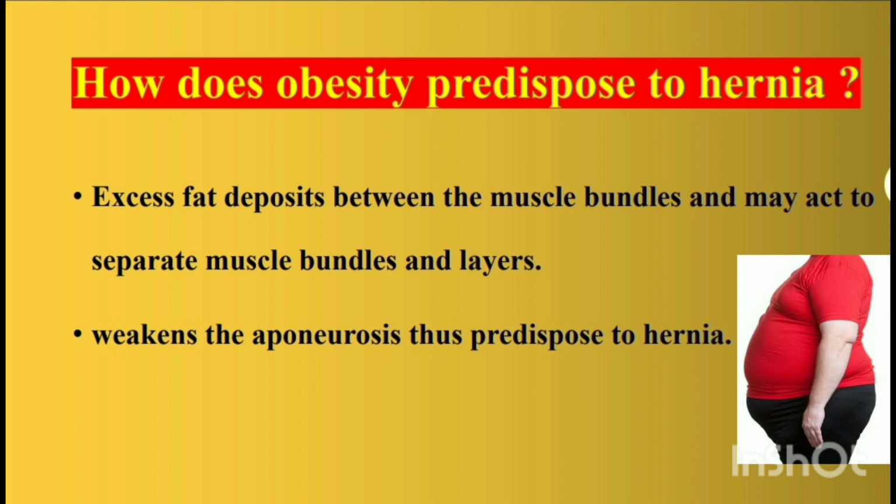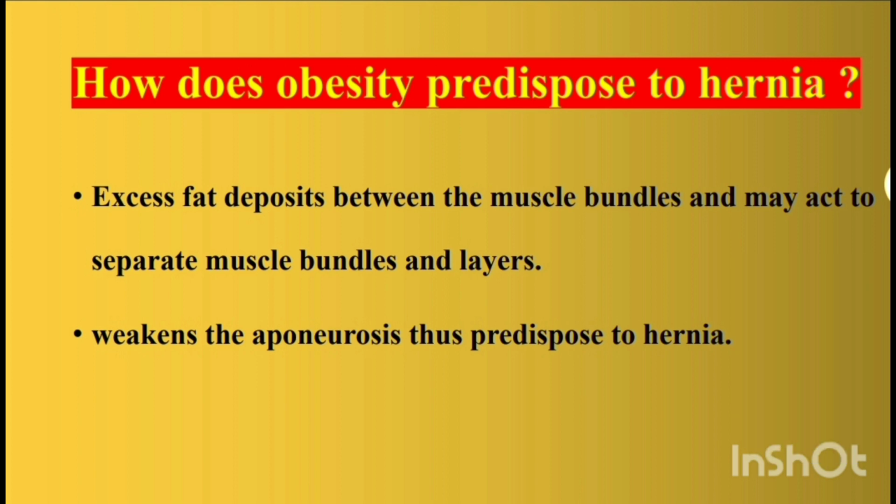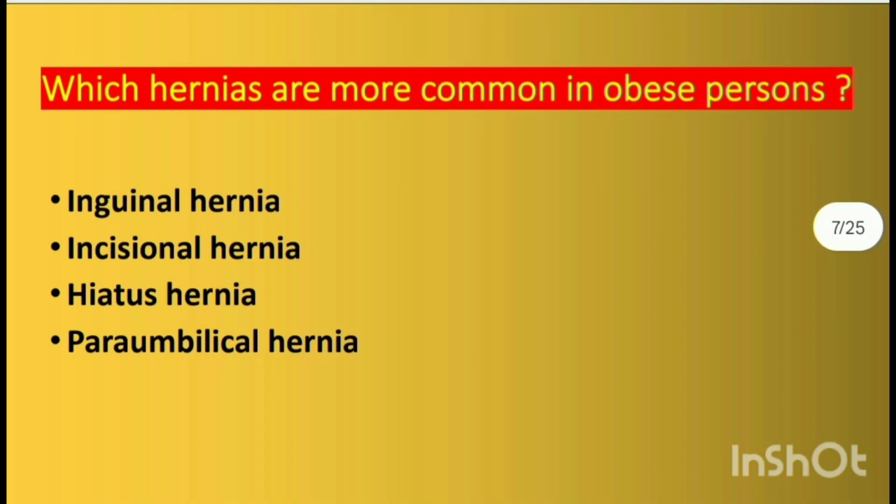Question: how does obesity predispose to hernia? Answer: excess fat deposits between the muscle bundles and may act to separate muscle bundles and layers, weakens the aponeurosis, and thus predisposes to hernia. Question: which hernias are more common in obese persons?